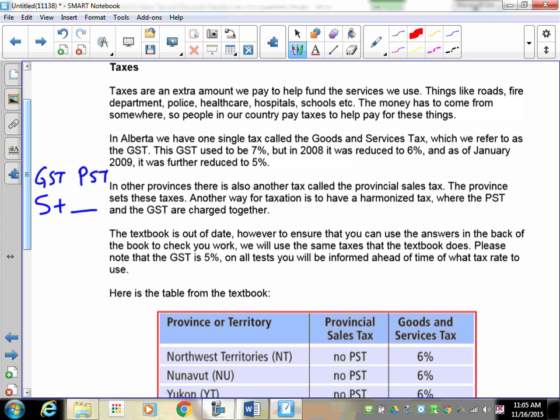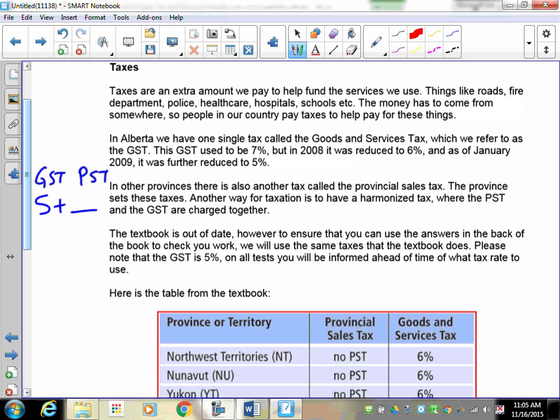Right? Now our textbook was written a long time ago, and it was written way back when the tax was 7%. So all our numbers in the back of your textbook this time are not going to be usable. We are going to be doing everything as 5%. All tests, all quizzes, all assignments. All right, so remember that.